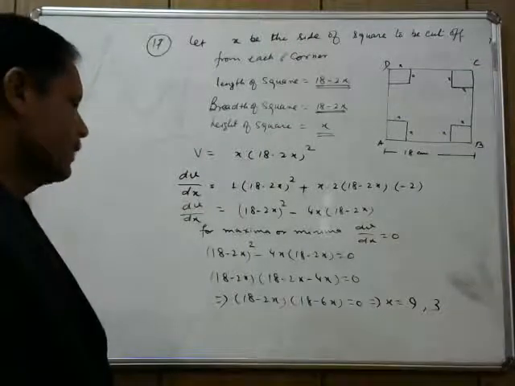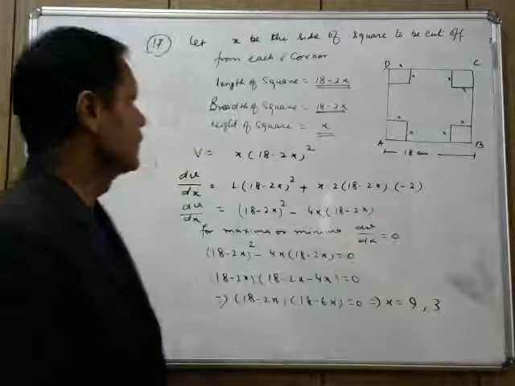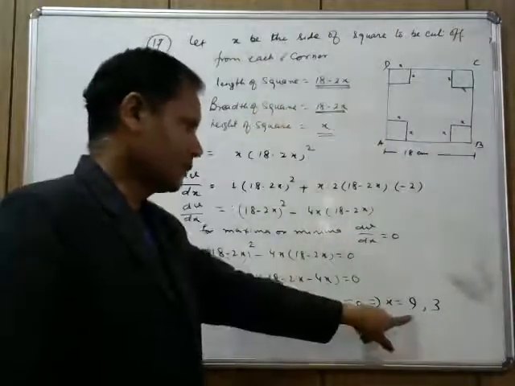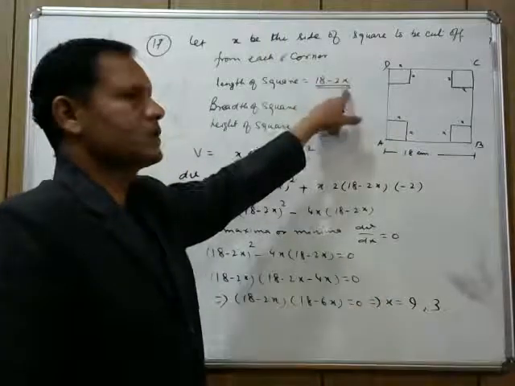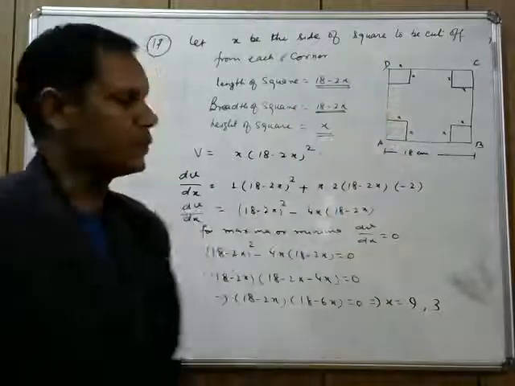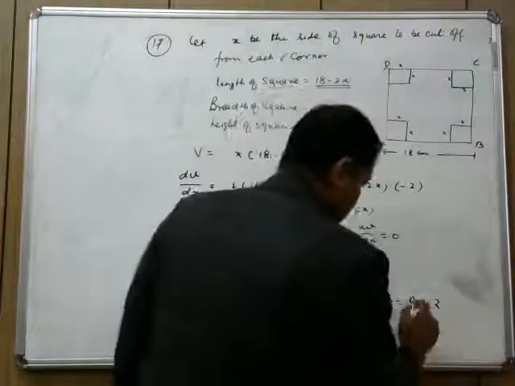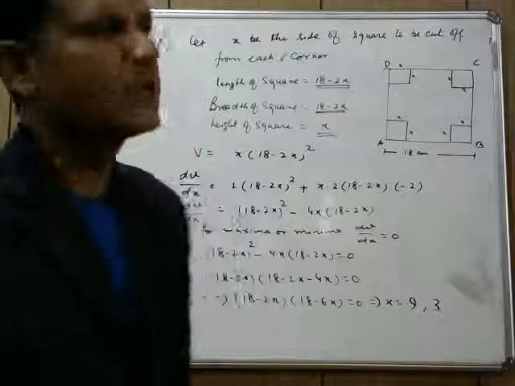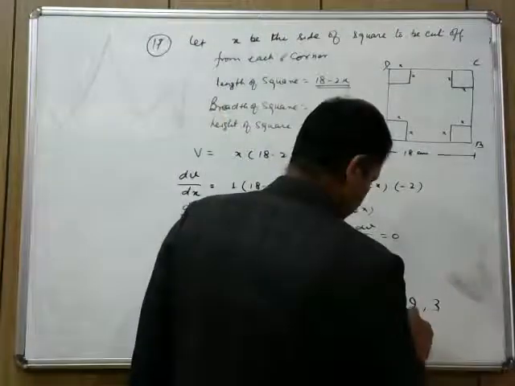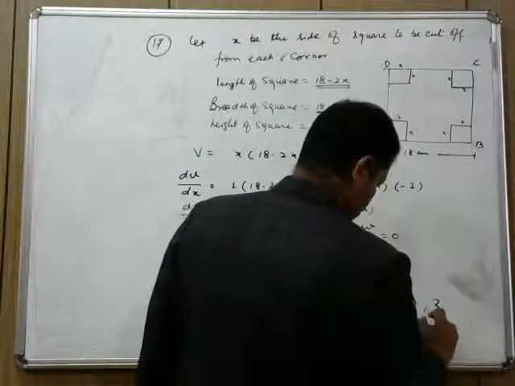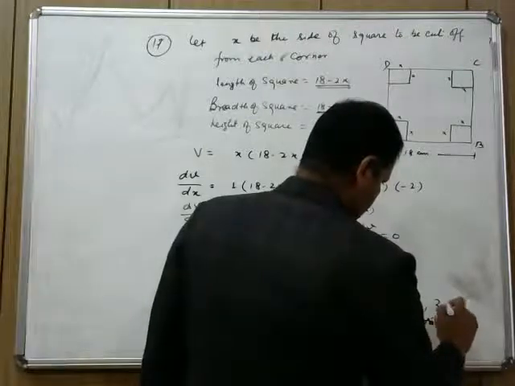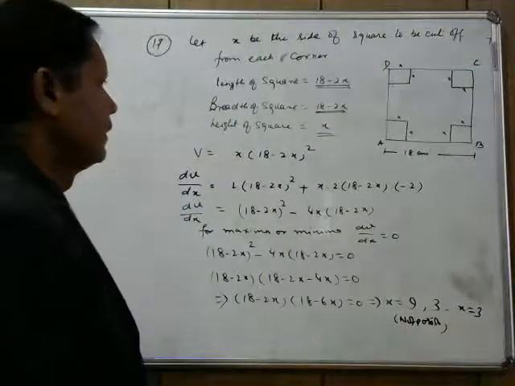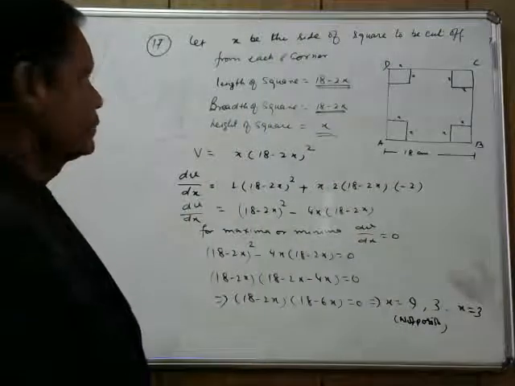Now we see when I take x is equal to 9, then the length of the square is 18 minus 2x, that means 18 minus 2 into 9, that is 18 minus 18 equal to 0. Length will be 0, which is not possible. That's why x is equal to 9 is not possible. We'll write that this value is not possible. Therefore, we will go for x is equal to 3. Now, we will check whether it has maximum value at x is equal to 3.